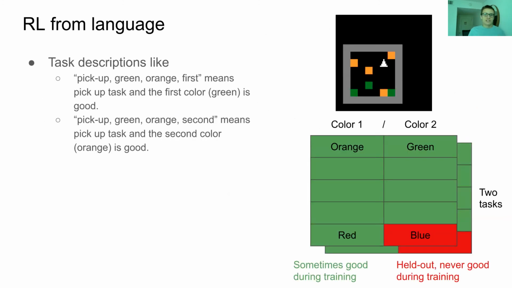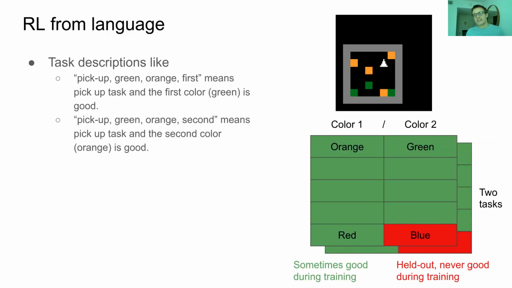In particular, I'm going to test this out in the reinforcement learning setting because the idea of language conditioned reinforcement learning can work pretty well if you give it enough examples. I've done some prior work on this in the past. And I'm going to give the system some task descriptions that name the tasks, say which colors are involved, and tell the agent which color is good. So it's going to be something like pick up green, orange first, meaning it's the pickup task and the first color is good. And second means that it's the second color that's good.